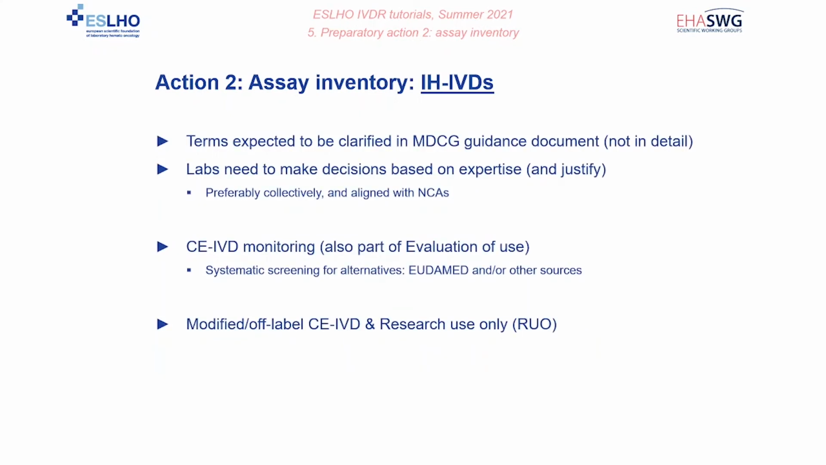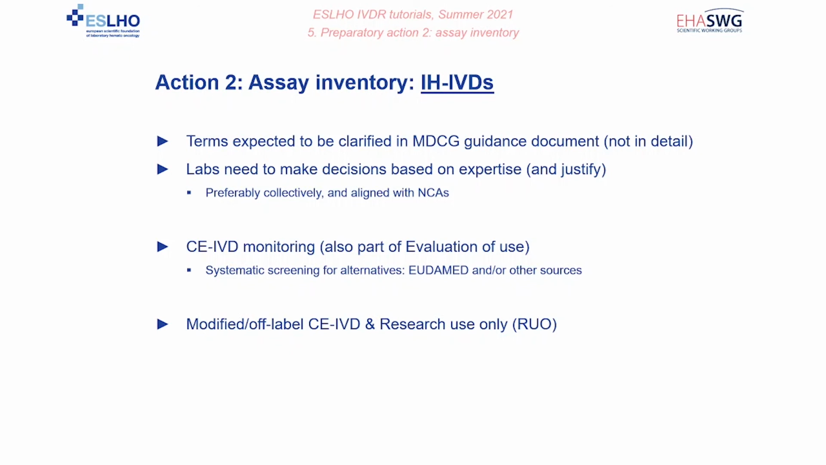A few more words on in-house devices and the interpretation of Article 5.5. As mentioned before, Article 5.5 is a brief description of conditions for in-house devices, and various terms in this article are expected to be clarified in the upcoming MDCG guidance document. For example, equivalent and industrial scale.